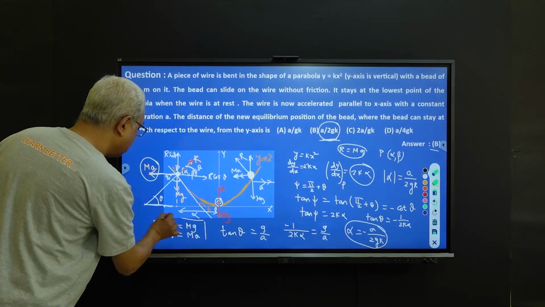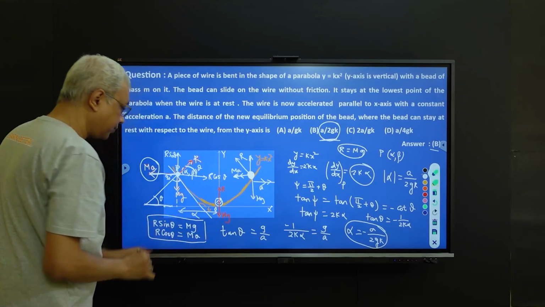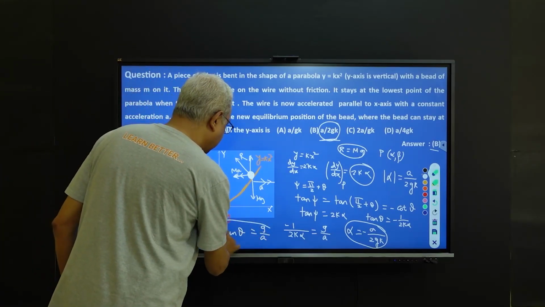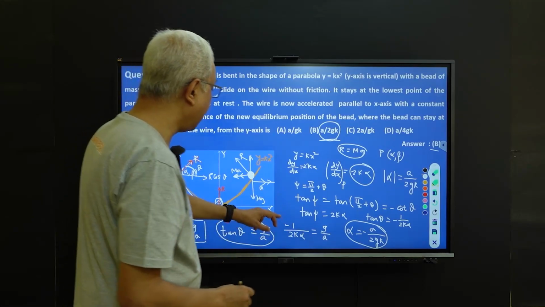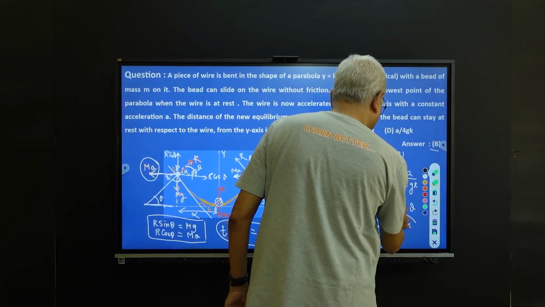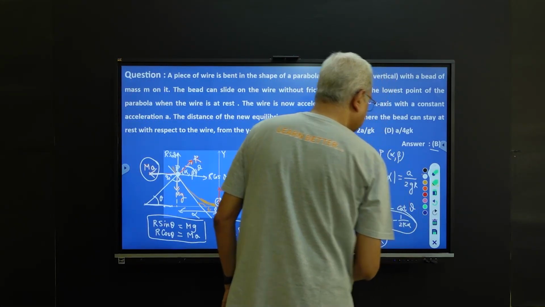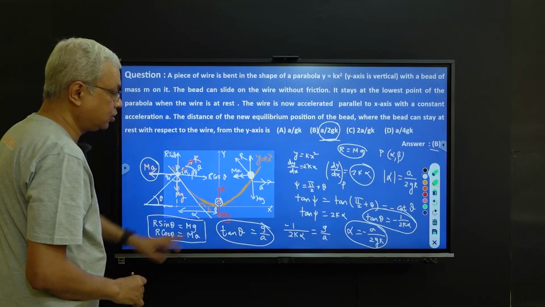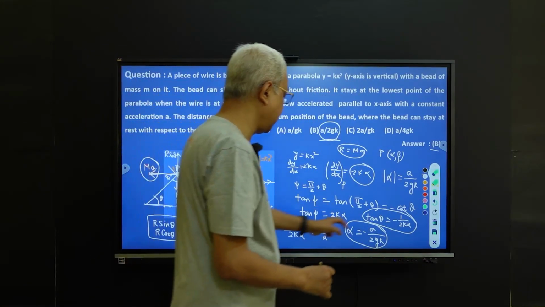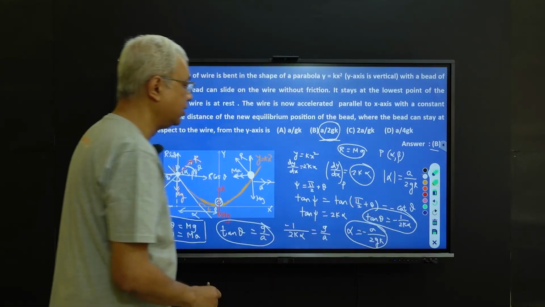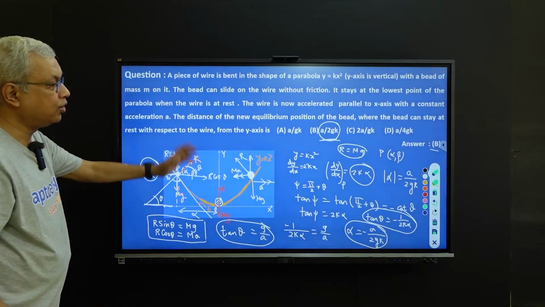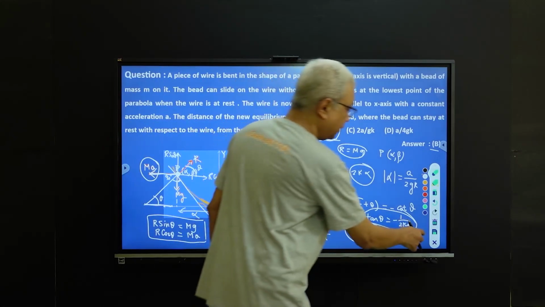So we got these two equations, from which we got tan theta equal to g by a. On the other hand, tan theta we derived earlier, it is minus 1 by 2k alpha. So equating these two values of tan theta, we could find the value of alpha, which is a by 2gk. I hope the problem is clear.